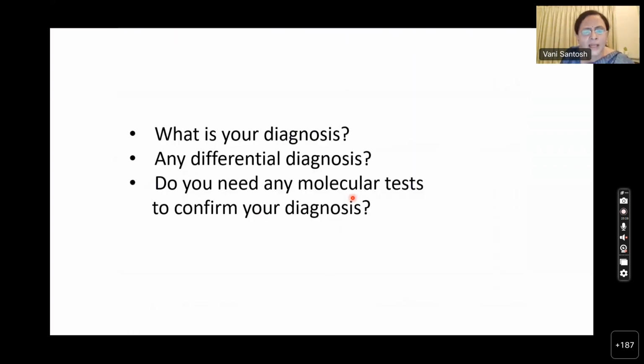It is very, very benign. So what is our diagnosis? Differential diagnosis. Any molecular test to make the diagnosis?